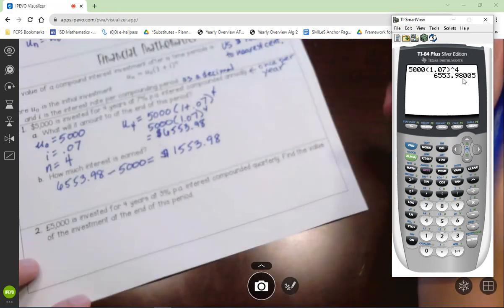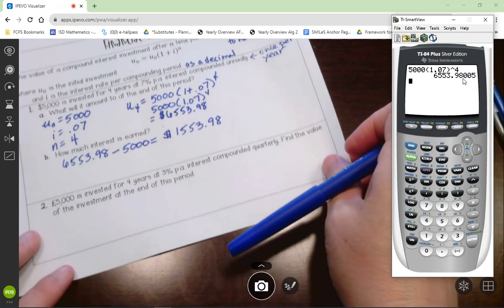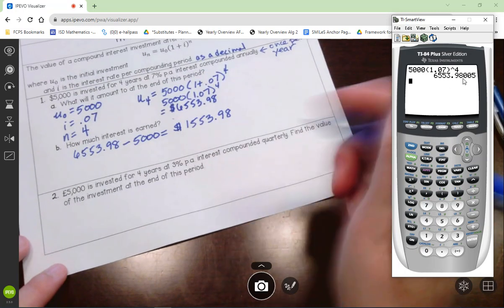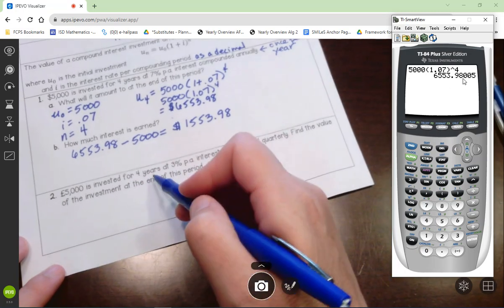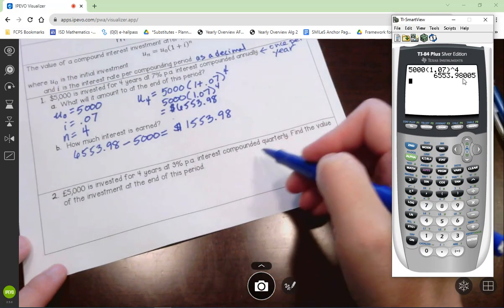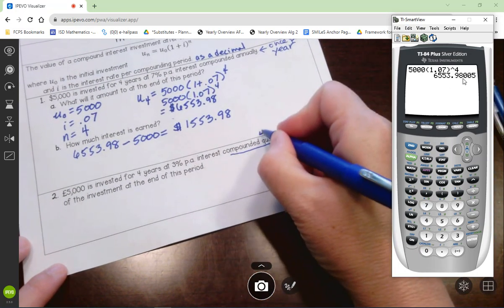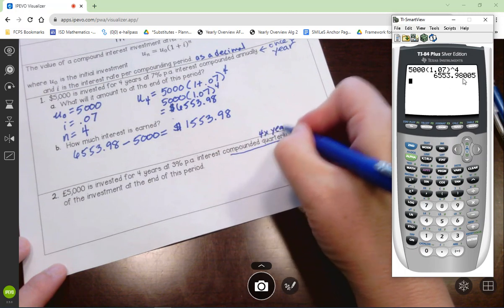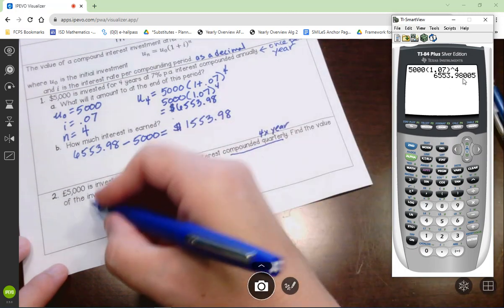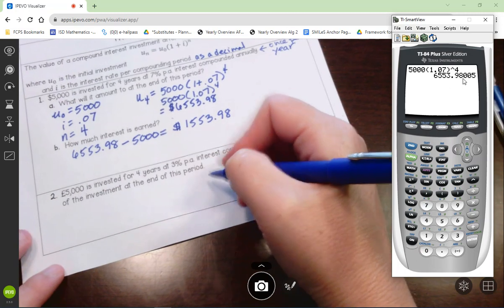$1,553.98 in interest. Not bad. All right, we're going to do British pounds. 5,000 pounds is invested for 4 years at 3% interest compounded quarterly. So that means 4 times a year. Find the value of the investment at the end of this period.